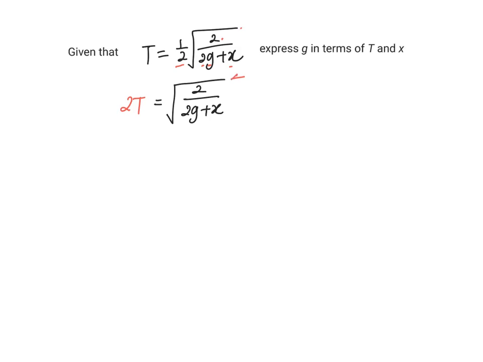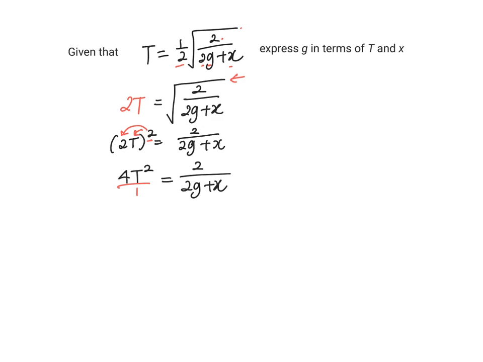Next, we will need to get rid of the square root. How to get rid of the square root? We will square both sides. So when we square, we must square the whole thing, 2t, whole thing squared. And the square root sign will be gone. So 2g plus x over here. Now we can try to expand our square in brackets into every one of the terms. So this will give me 2 squared will be 4t squared, and this is actually over 1, and this is 2 over 2g plus x.